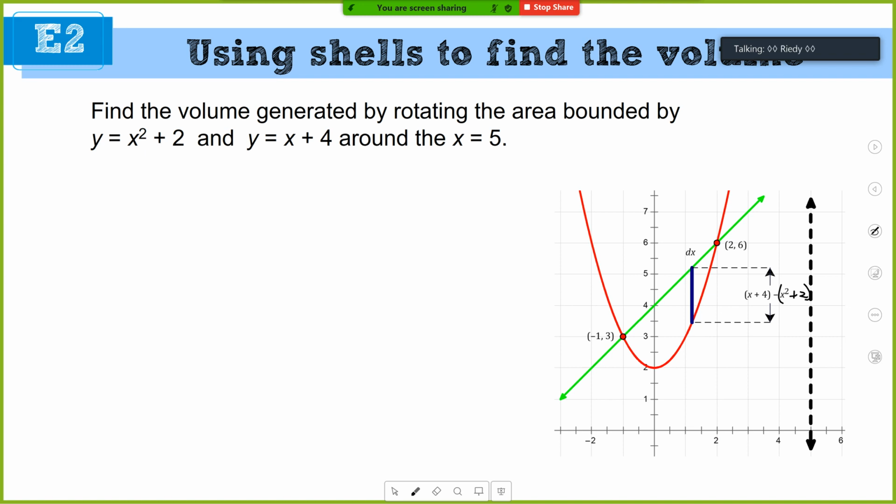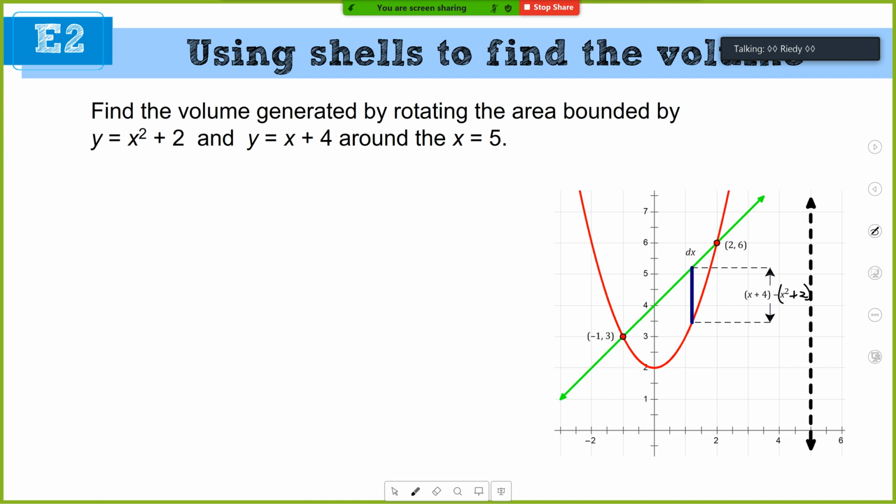Okay? So, going through the same process that we talked about using that self-talk, is my representative rectangle horizontal or vertical? It's vertical, and therefore everything is going to be in terms of x. Is it parallel to or perpendicular to the axis of revolution? It's parallel. Boom, shell. So in your chart, you should have that formula that was in the orange rectangle on that previous slide for the formula for a shell.